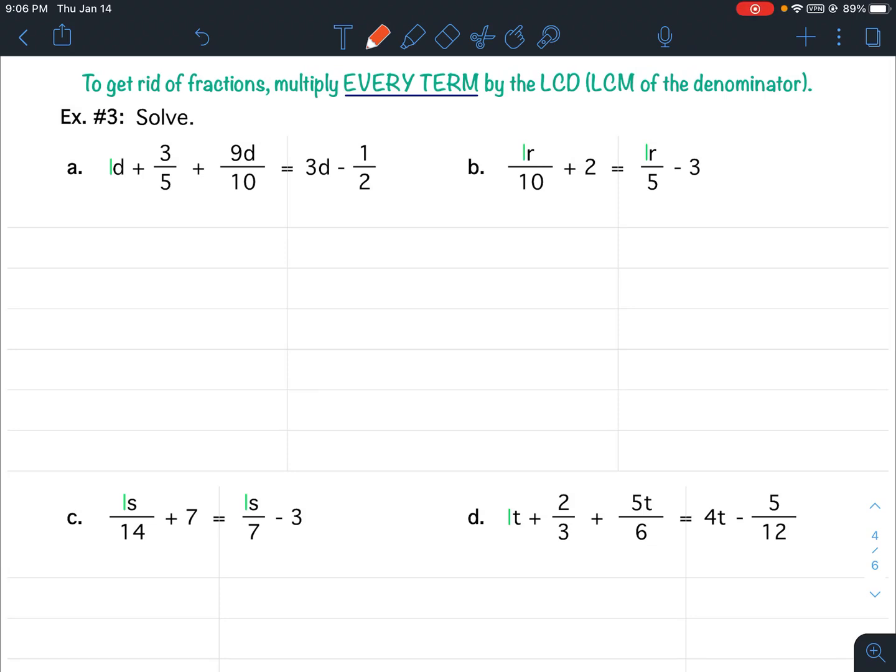Solving multi-step equations, lesson 8 notes. Example number 3. All right, so we talked about the LCD or the LCM, and we know that in order to get rid of the fractions here, we have to multiply every single term by the LCD.